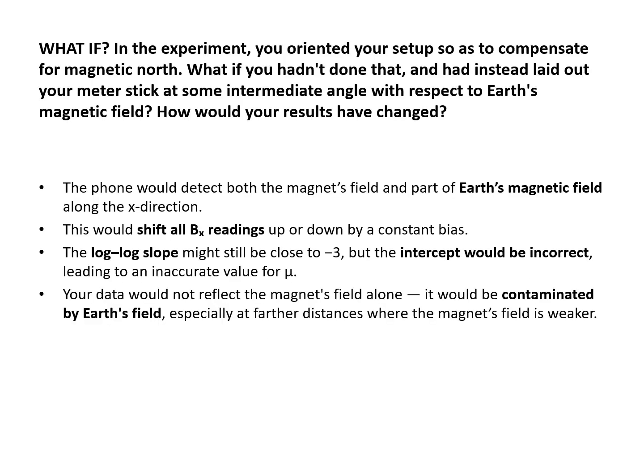For our first what-if question, in this experiment, you oriented your setup to compensate for the magnetic north. So what would happen if we didn't do that? Of course, the phone would detect both the magnet's field and the part of the Earth's magnetic field along the x-axis, and this would shift all the Bx readings up or down by a constant bias, and the log-log slope might still be close to -3, but the intercept would be incorrect, which means that our mu value would also be incorrect. It wouldn't just reflect the magnet's field alone, it would be contaminated by the Earth's field, and therefore it would be less accurate.